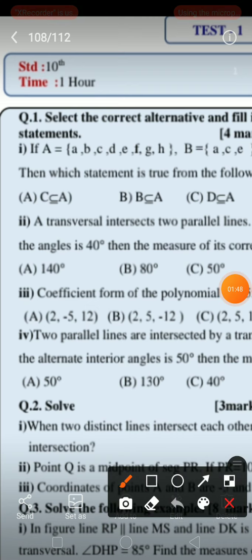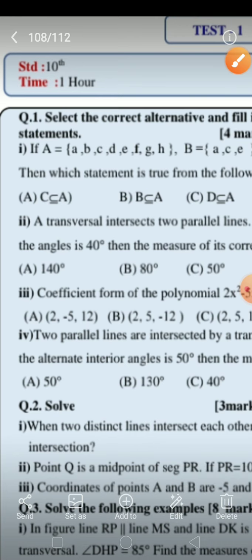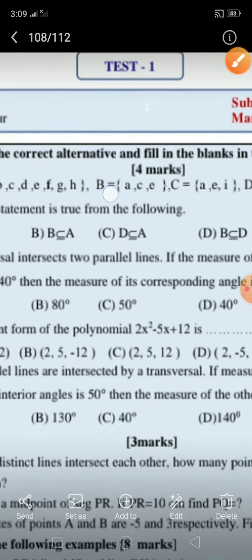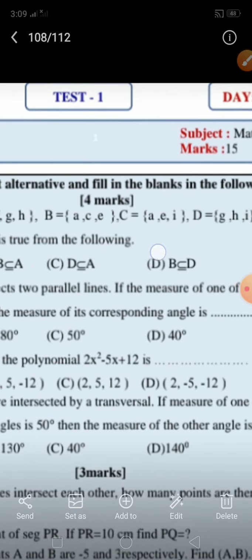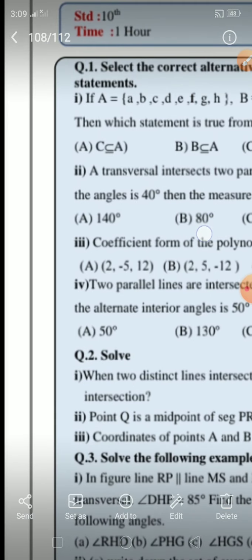B subset of C, that is the correct statement, because all elements of B are present in the set A, while D is not present in the set A.